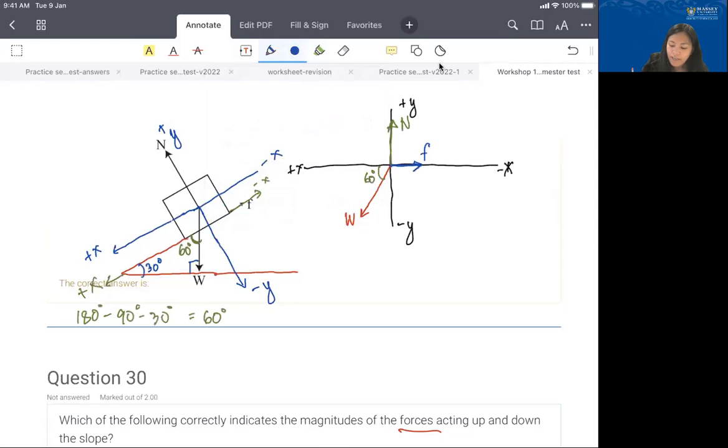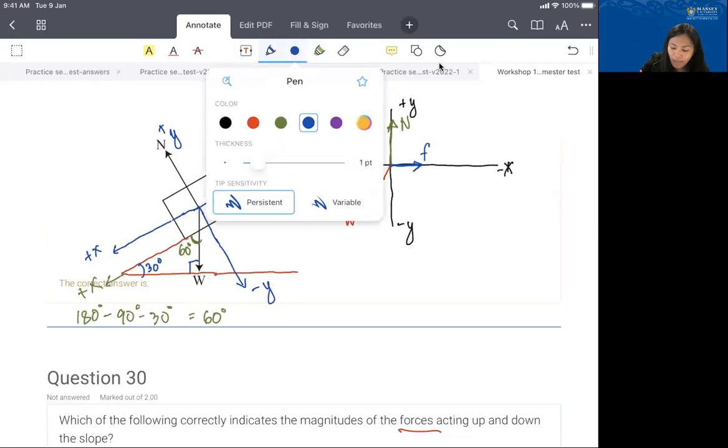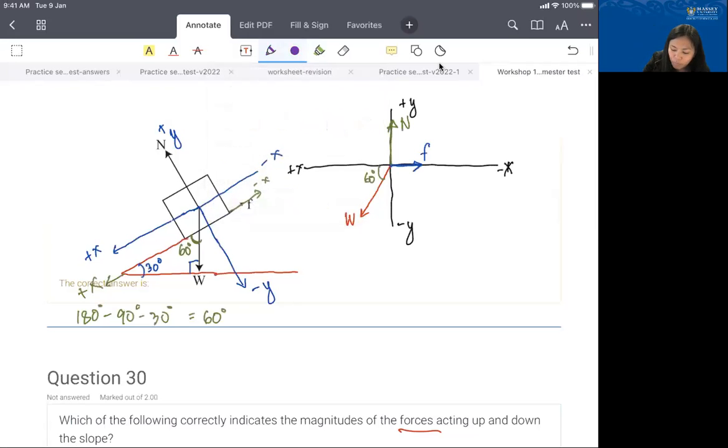You have a diagonal force, the weight force. Every time you have a diagonal force, you have to get the x and y components of that force. So you have the x component of the weight force and you have the y component of the weight force.